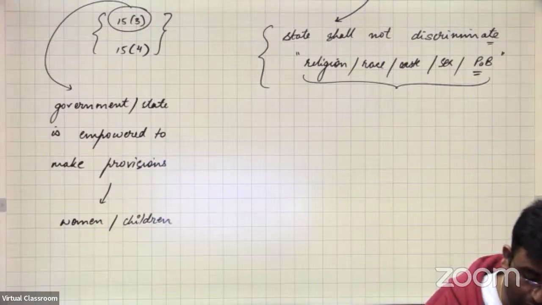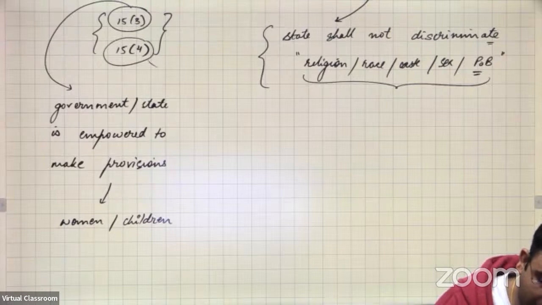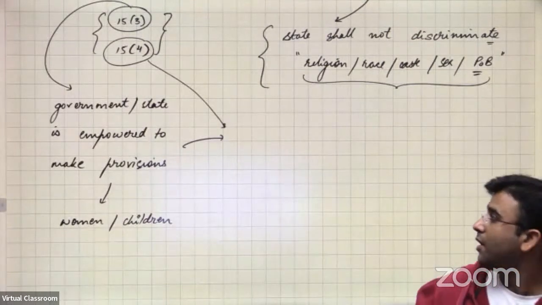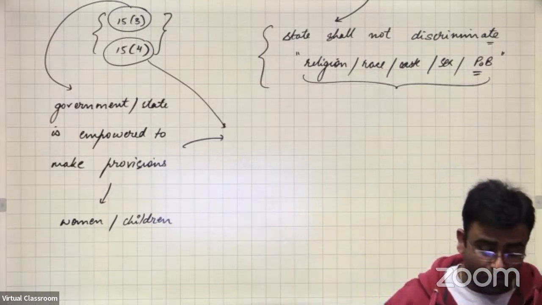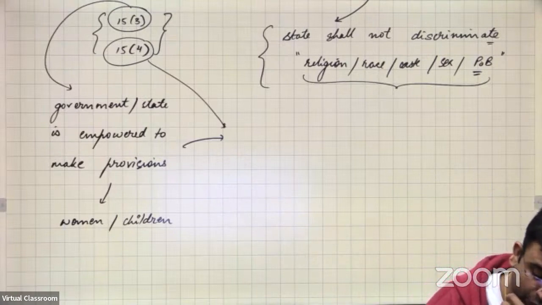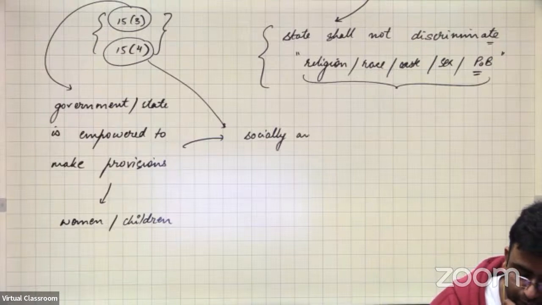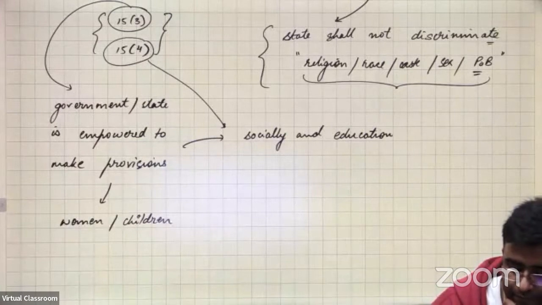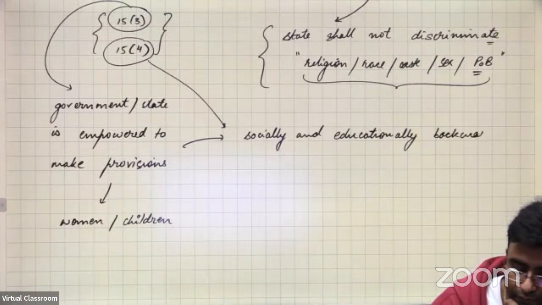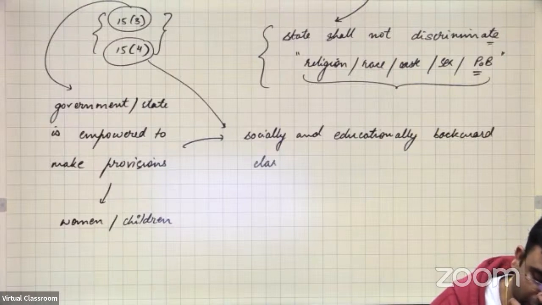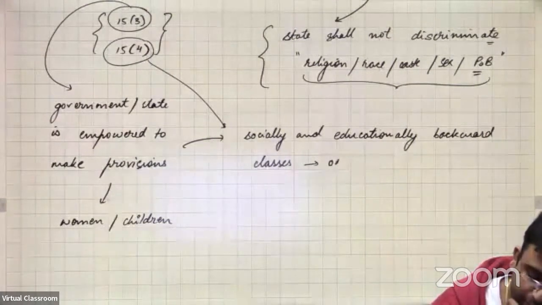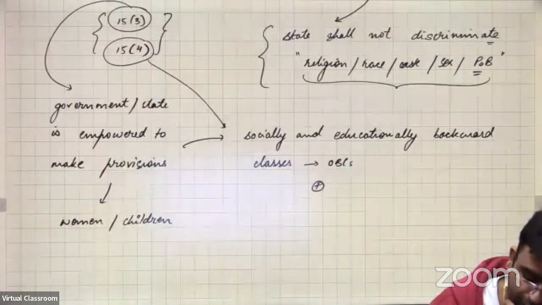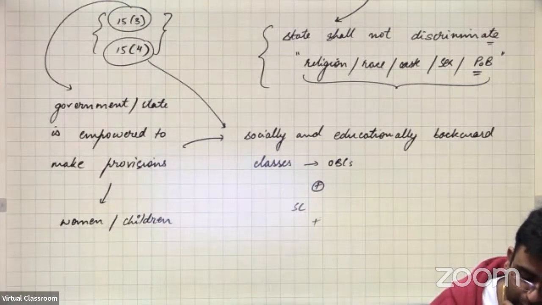And in 15.4 it is written that the government or the state is empowered to make provisions for betterment of socially and educationally backward classes, which we refer to as OBCs plus SCs plus STs.